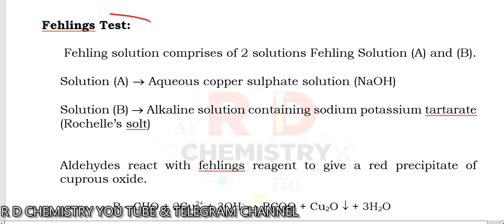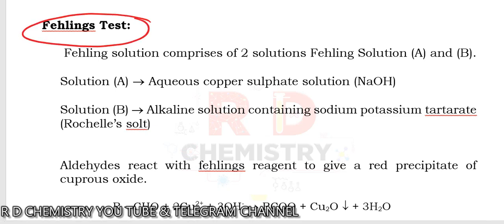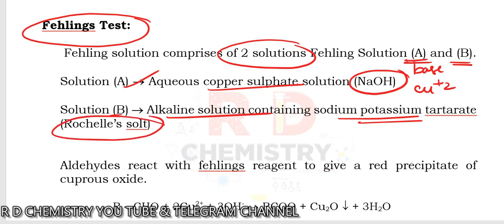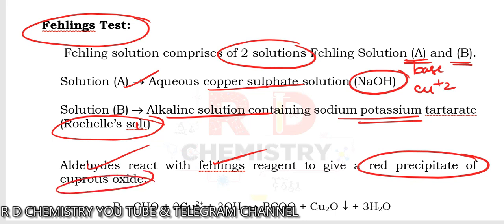Now let us see what this Fehling's solution test is. Fehling's solution comprises two solutions, Fehling's solution A and B. Solution A is aqueous copper sulfate solution. So we have copper +2, and in the basic medium, remember this is a basic medium. Solution B is the alkaline solution containing sodium potassium tartrate, which is nothing but Rochelle's salt. Only aldehydes react with the Fehling's solution to give a red precipitate of cuprous oxide. So cuprous oxide is formed here.